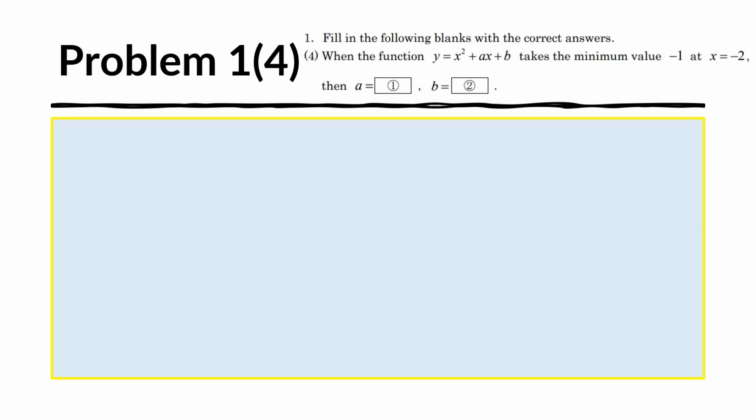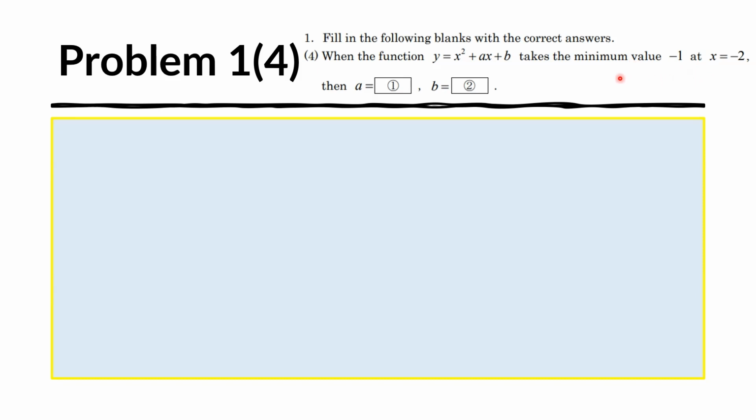Problem 4 reads, when the function y equals x squared plus ax plus b takes the minimum value -1 at x equals -2, then a equals blank and b equals blank. Usually in these problems you will see a quadratic, or something that can be reduced into a quadratic. And usually it will involve either a minimum or a maximum.